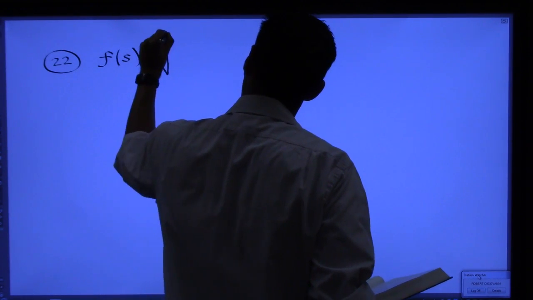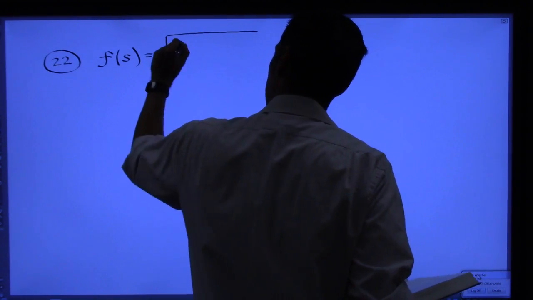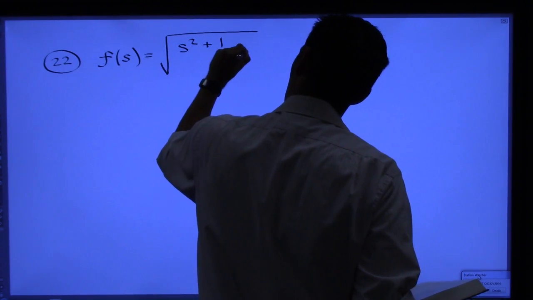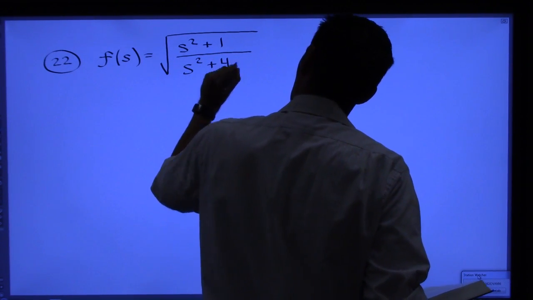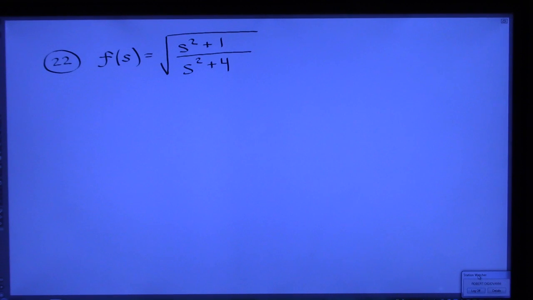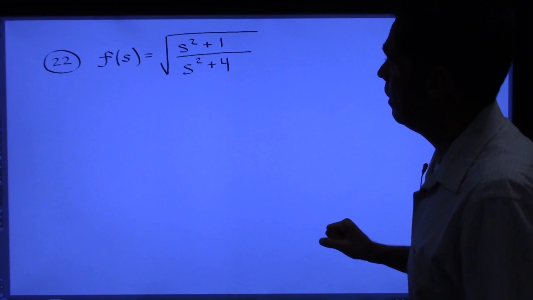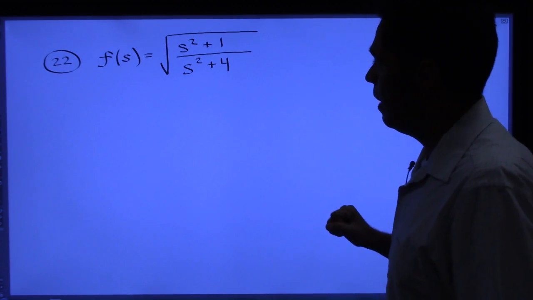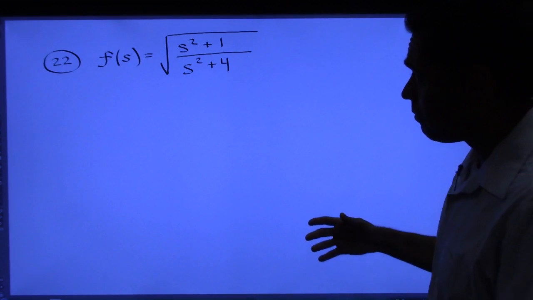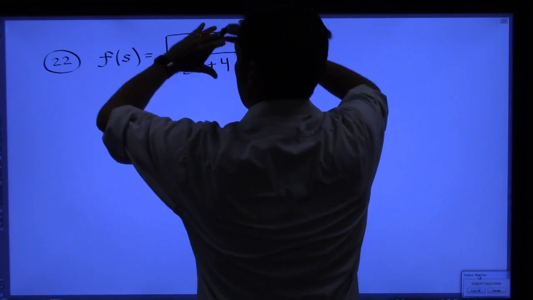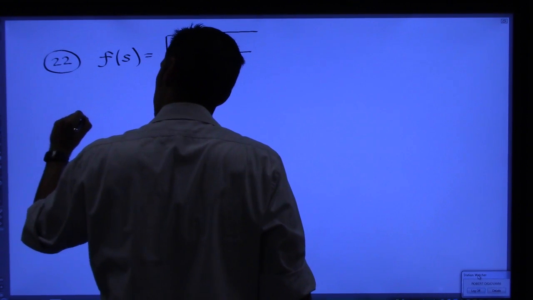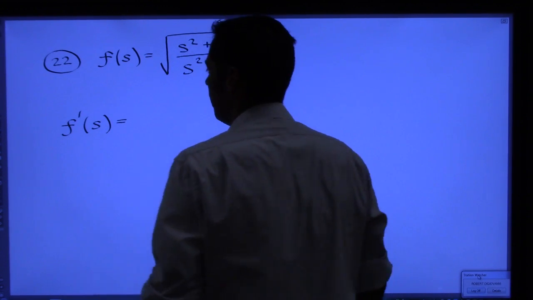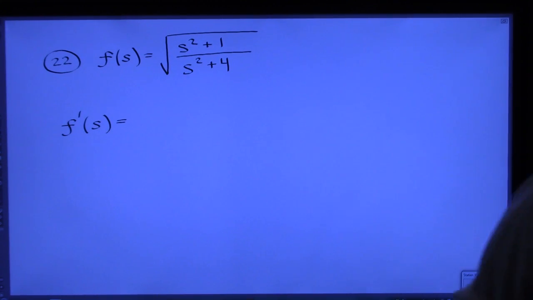F of s equals the square root of (s squared plus 1) over (s squared plus 4). When you look at that, you might immediately think you have a quotient, which you do, but the problem is the quotient is living inside of a square root function. And so you're going to look at this as a chain rule. The inner function is the quotient, the outer function is the square root. So let's apply the chain rule. The derivative of this should be the derivative of the outer function first. So let me get my piece of paper again.